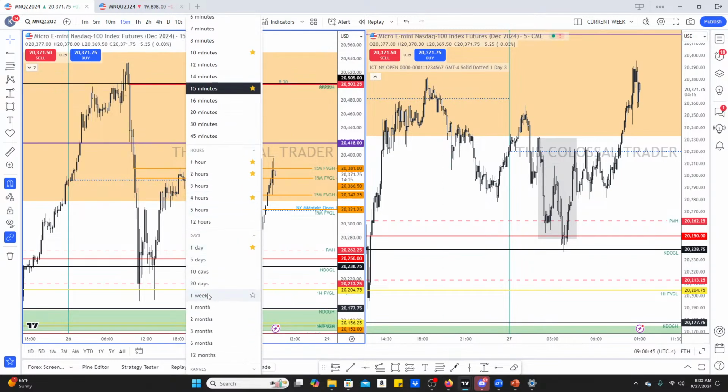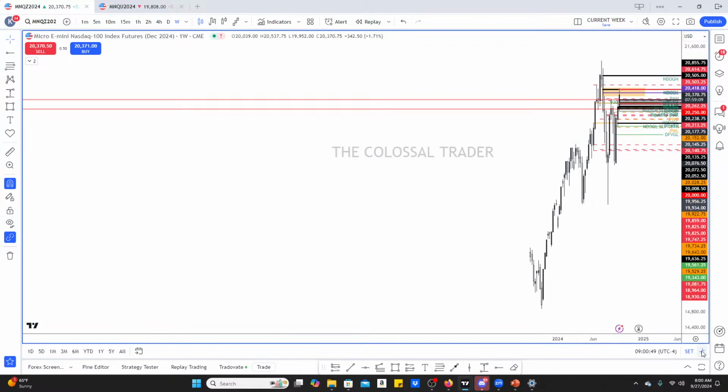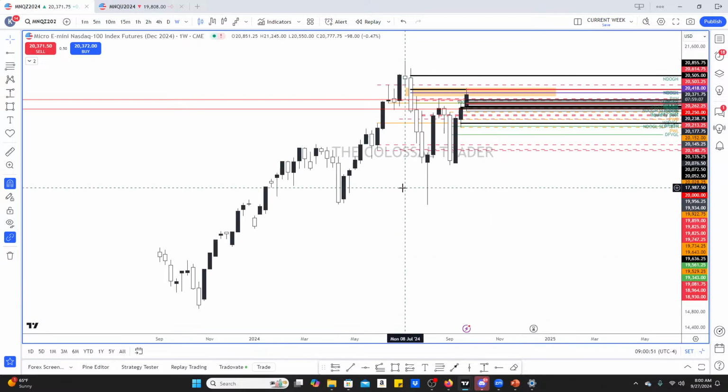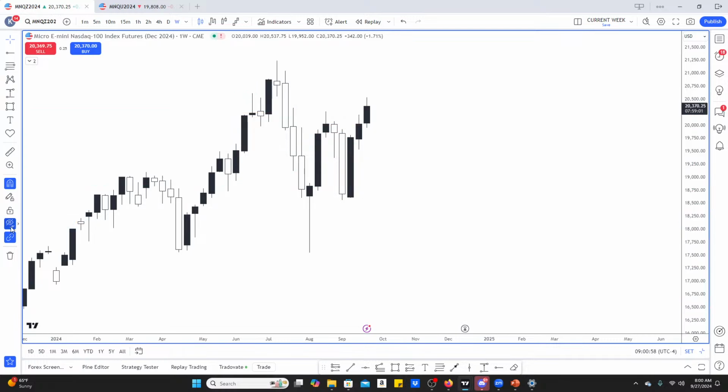While we wait on the 9:30 opening, let's do this here. There's a lot of stuff going on in this chart, but let me just hide everything here. Everything has a purpose. So on the weekly chart here, what am I looking at? I'm really looking at this fair value gap here.